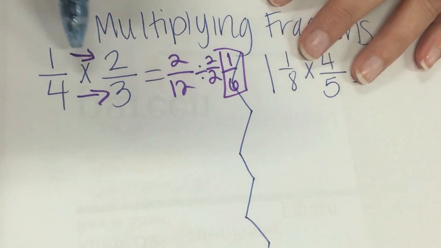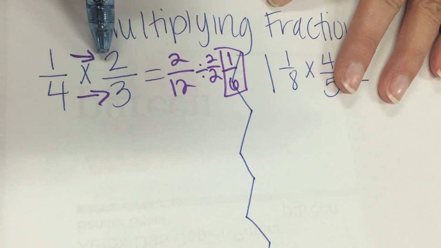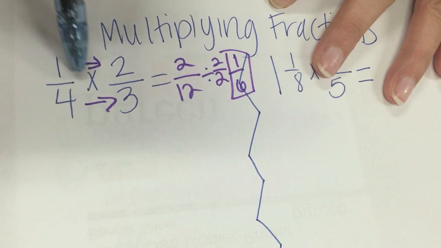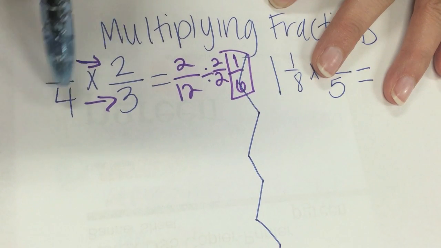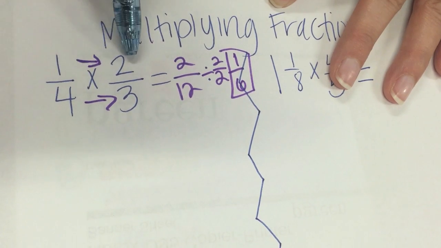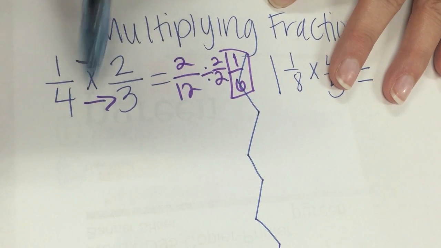Okay, now remember, notice how she's multiplying across. She is not multiplying diagonally. So you've got to make sure that you just go straight forward. Multiplying across. 1 times 2. You're not going all this mess.